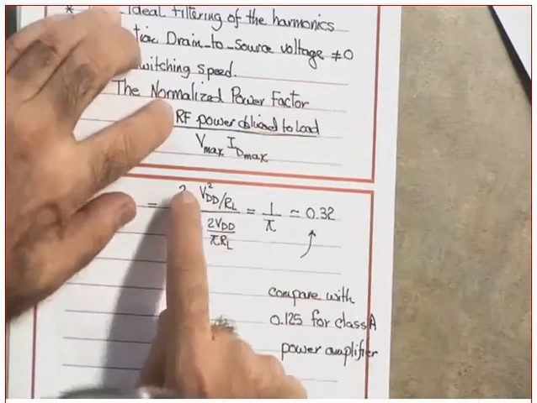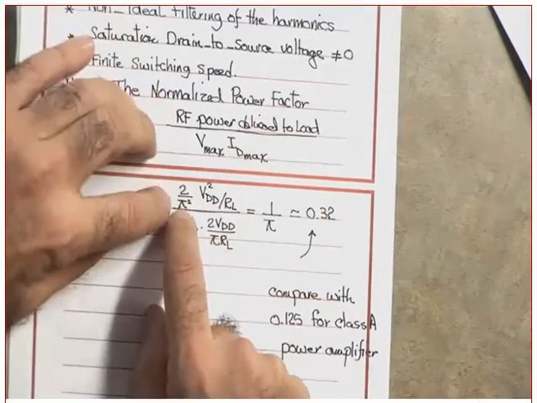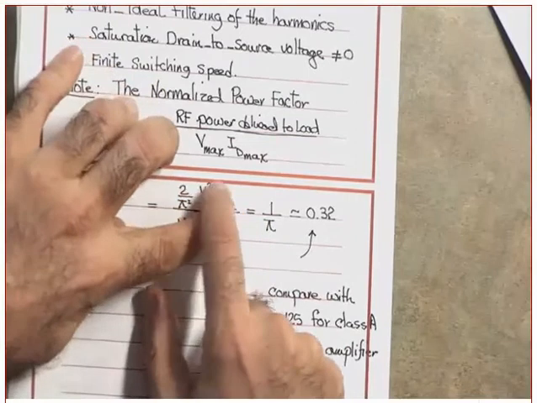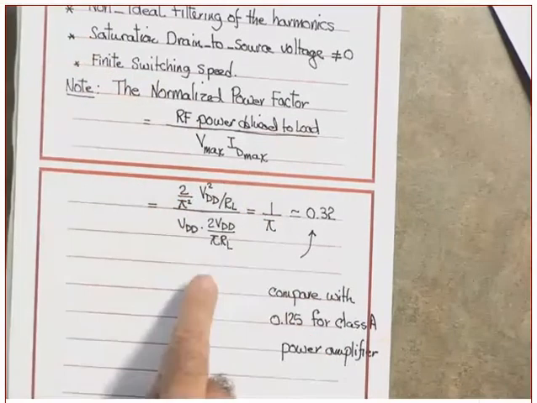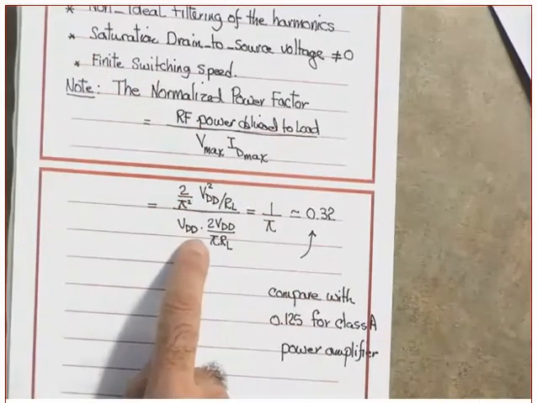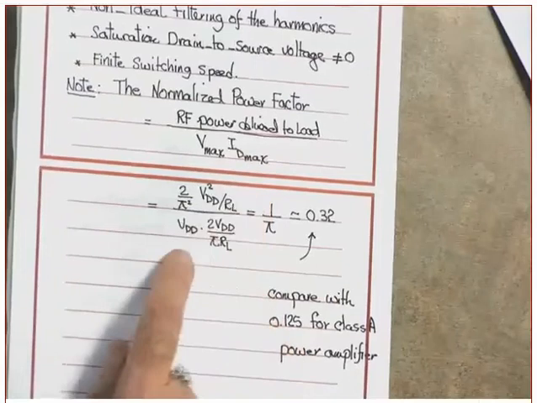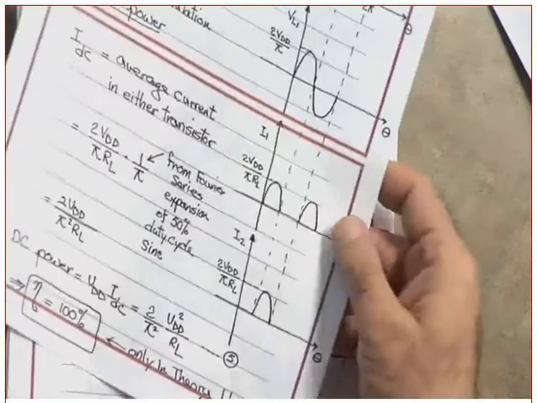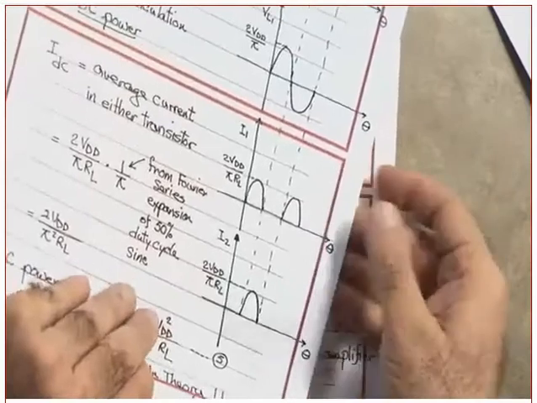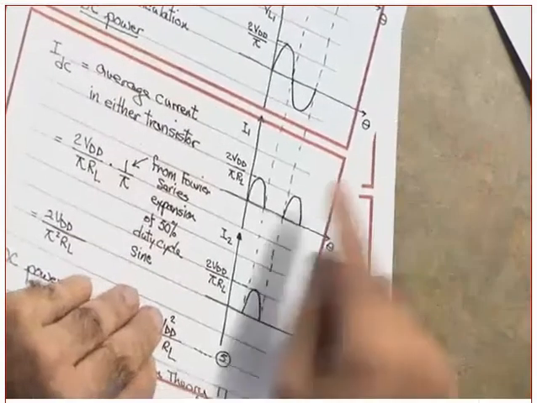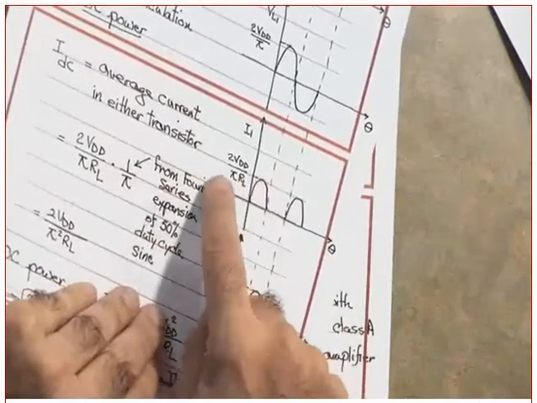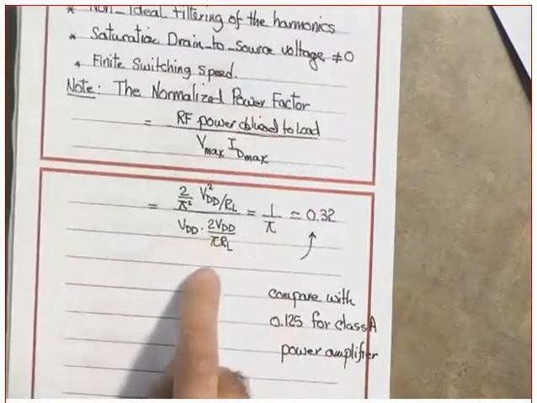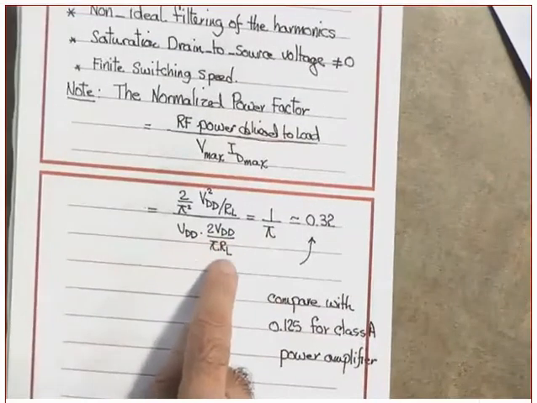What is this? It's 2 over pi square times VDD square over RL. This is what we just derived. Tell me where this is coming from. V max and ID max. It's VDD. What is ID max? Where is the current? ID max is 2 VDD divided by pi R.